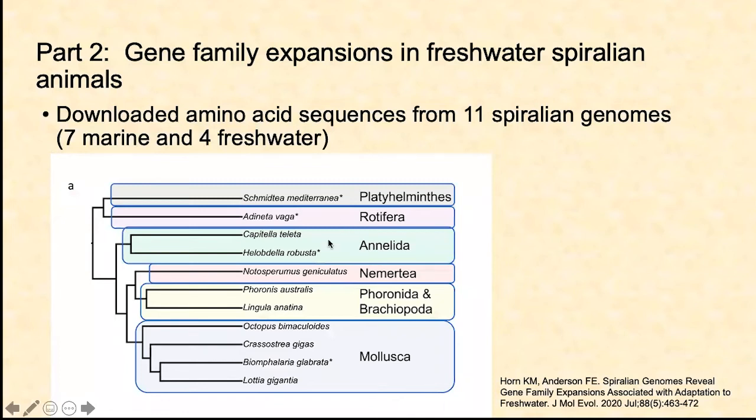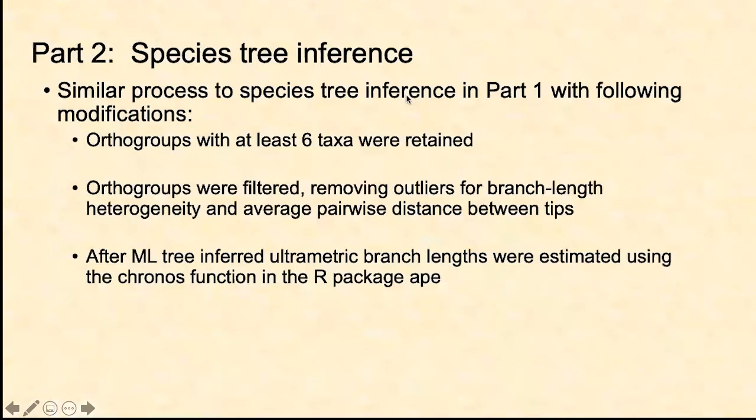Here is the phylogeny of the species I use. The asterisk here represents a freshwater species. So I have platyhelminths, a rotifer, both freshwater, one marine annelid, one freshwater annelid, a marine brachiopod, some marine mollusks, one freshwater mollusk. Ended up with 7 marine animals, 4 freshwater. And then I use a similar process to the species tree inference to get that species tree.